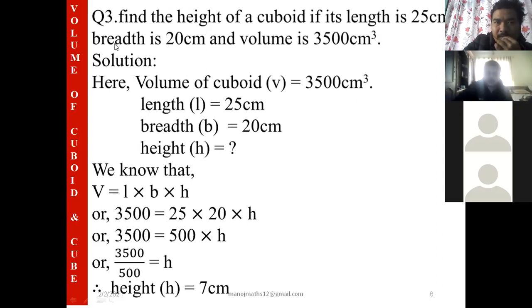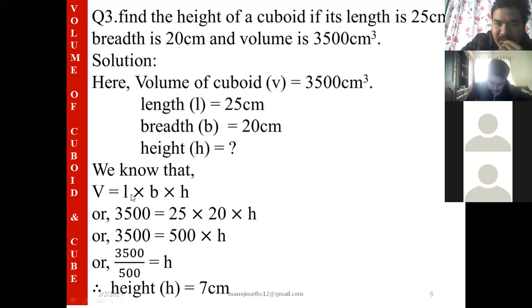This is number 3. Find the height of a cuboid if its length is 25, breadth is 20, and volume is 3,500 centimeter cube. Here what is missing? Height is missing. The process is same. Do you find the similar thing there? Yes, sir. Every process is same.